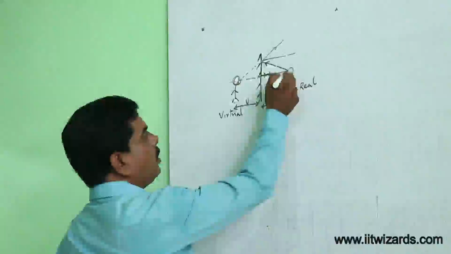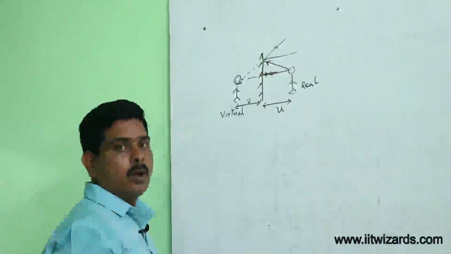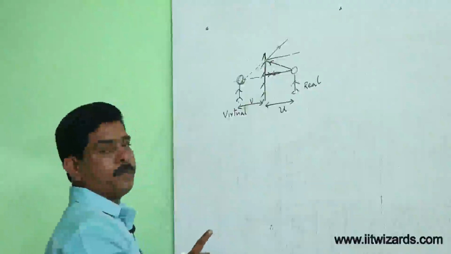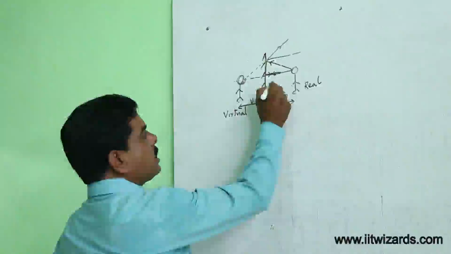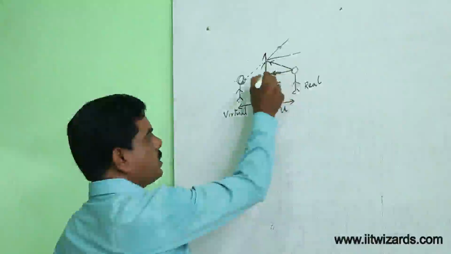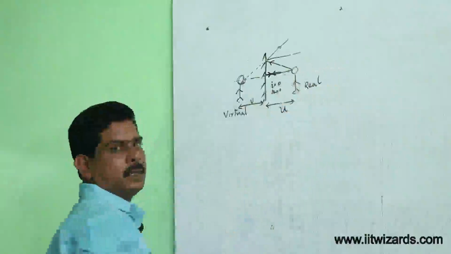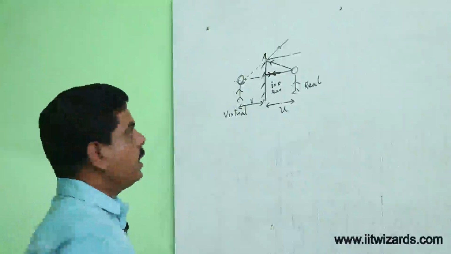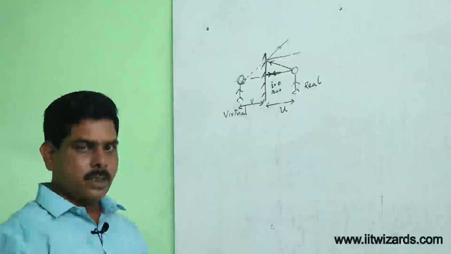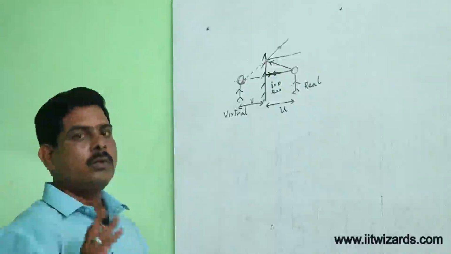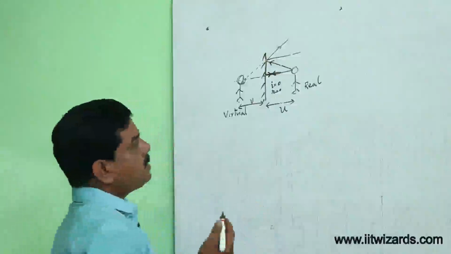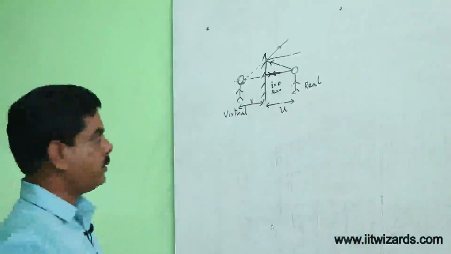Clear? So, how do you make an image when reflection takes place? First, we need to draw a ray normal to the mirror. For this ray, the angle of incidence is 0, so the angle of reflection is also 0. That's the reason the incident ray and the reflected ray go back in the same direction. And we consider another ray. So a minimum of two rays is always necessary to form an image.